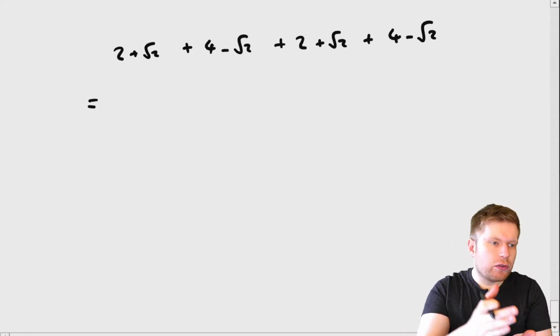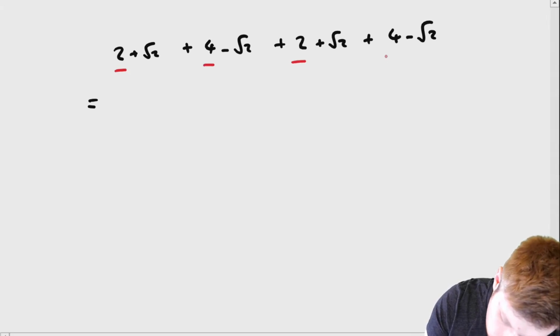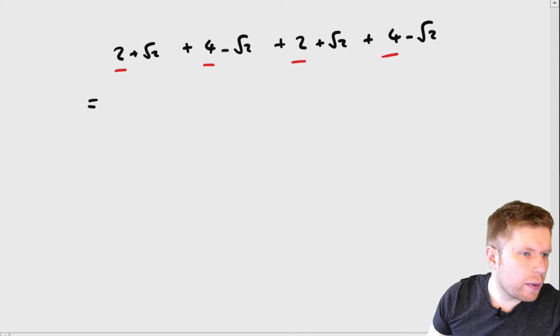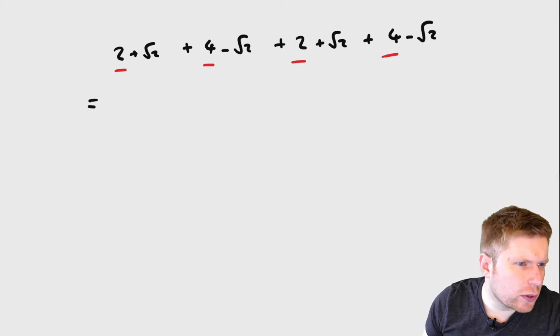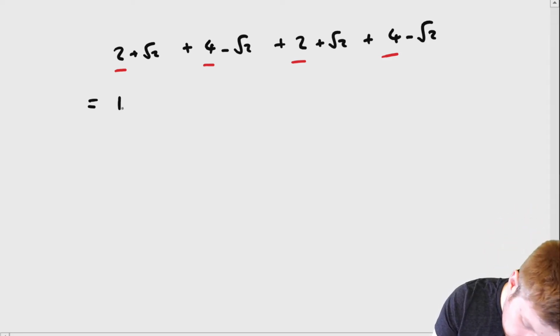Let's collect together, first of all, the numbers. Okay, so we've got a 2, a 4, a 2, and a 4. I need to add all those together. So 2 plus 4 plus 2 plus 4 is going to be, what's that going to be? 2 plus 4 is 6, then plus another 2 is 8, plus another 4, that's 12. Okay, so it's going to be 12.